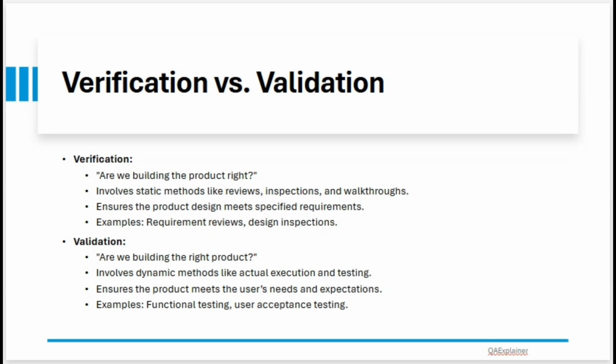Here there are some dynamic methods, like actual execution and testing methods. Here we are checking user needs and user expectations, and how we are going to improve our UI based upon usability. So these kinds of steps are involved. So this is the V model overview.